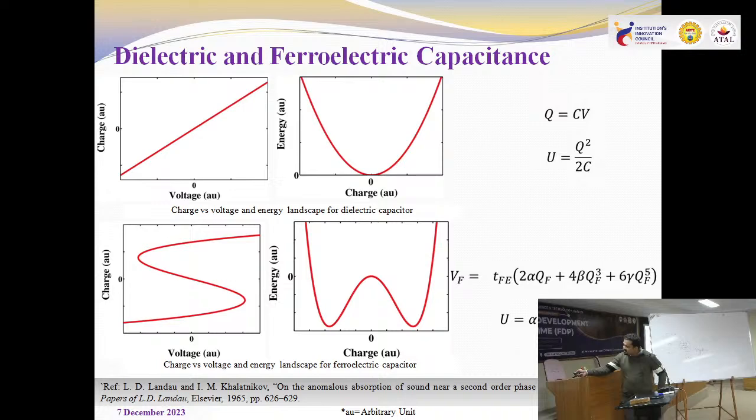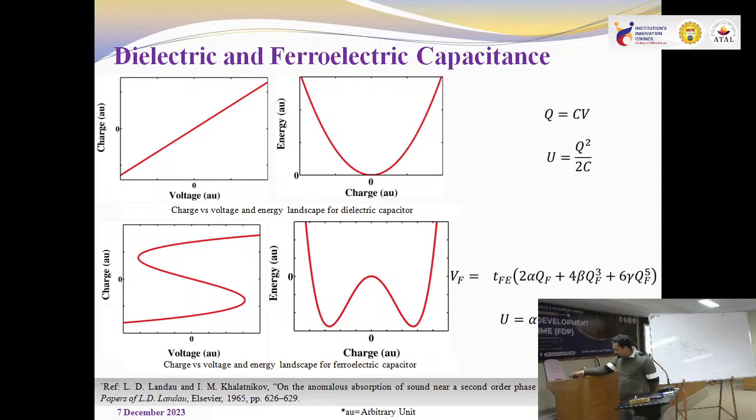Now similarly, let's move on to ferroelectric. Now in ferroelectric, the relationship between voltage and charge is a bit different. So that is V_FE equals 2 alpha Q_F plus 4 beta Q_F cubed plus 6 gamma Q_F to the power of 5. Now, these are the anisotropic constants, alpha, beta and gamma. These can be calculated by using the coercive field and the remnant polarization of the material. So if you put these anisotropic constants and you try to plot, you will get charge versus voltage like this.